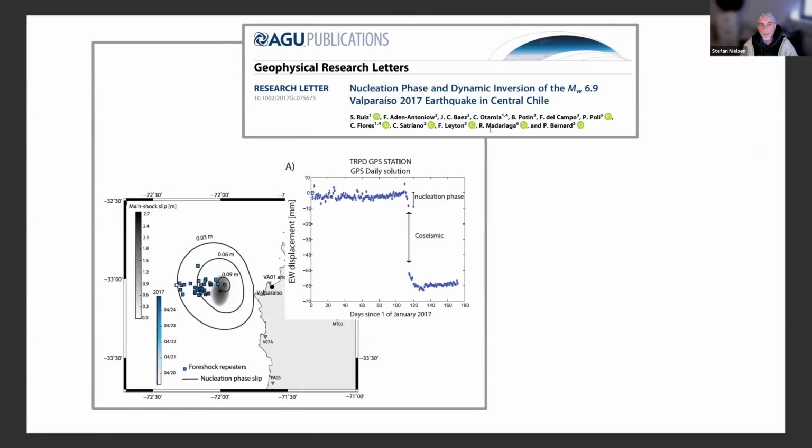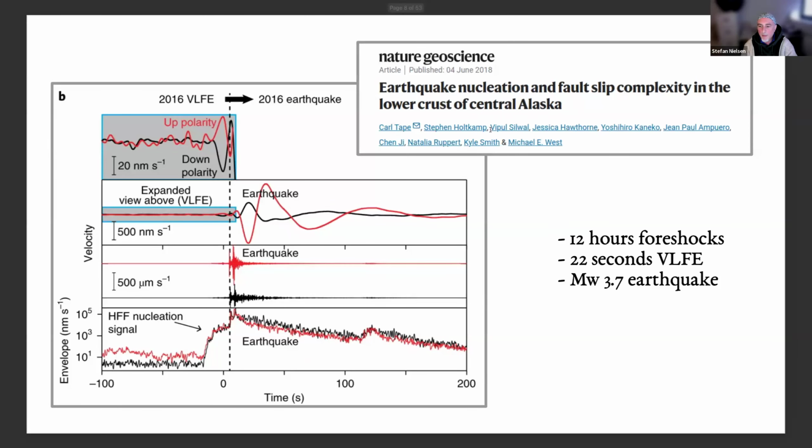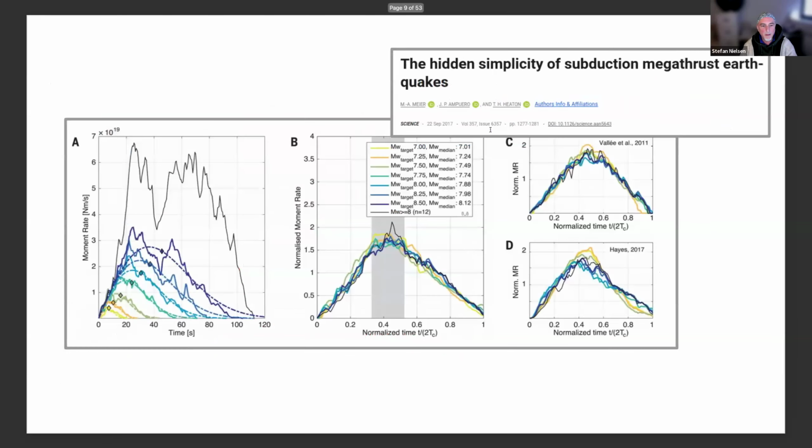And so if we want to talk about nucleation, we have probably to see how the two interact and how often they are correlated. And this is another example, a much smaller earthquake, 3.5 magnitude in Alaska, in the paper by Tape et al., where there were 4 shocks for a duration of about 12 hours and a very low frequency event that lasted about 22 seconds. So this is a very general overview of recent things that have been observed, not exhaustive, just to tell you what's going on.